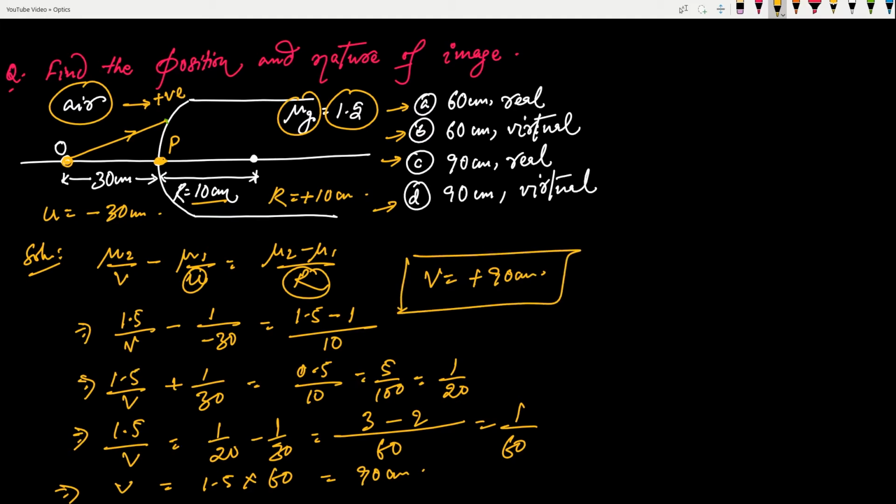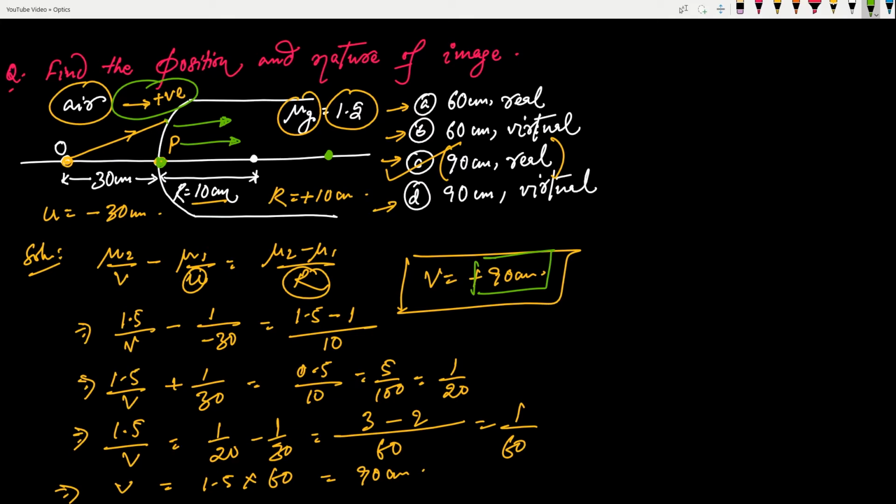Now here is the thing. Since the value of V is equal to plus 90 centimeter, we can directly say that the option C will be the correct answer, that is 90 centimeter real. Now plus 90 centimeter suggests that the image is formed somewhere here. We know the measurement is done from the pole, so the 90 centimeter is from the pole and the direction is in this direction, isn't it? Because we have seen here that this direction is taken as positive, therefore we should go 90 centimeter in this direction to get positive 90. If our answer was minus 90, then we need to go from the pole in this direction 90 centimeter.